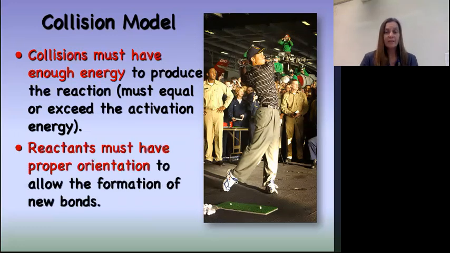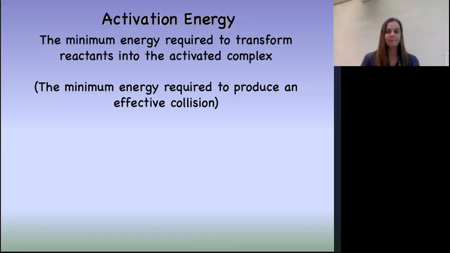And then the other piece of the collision model is that the reactants have to have the right orientation. So they have to collide with the correct configuration. So you can't have one end of a molecule collide when you need the other end to collide. So we have to have two pieces. Our collision model says that there are two pieces to an effective collision. It has to have enough energy, and it has to have the right orientation or the right alignment.